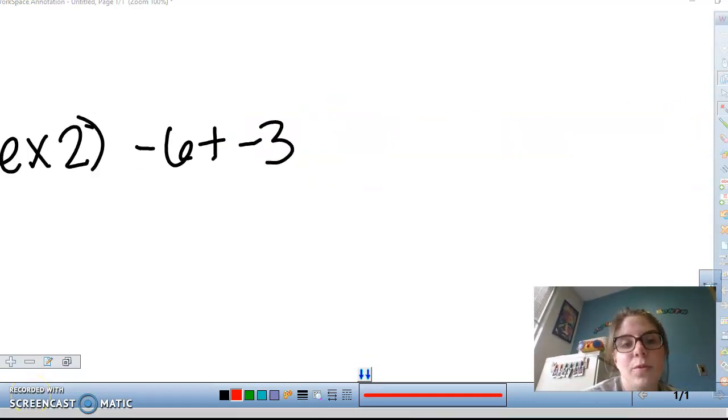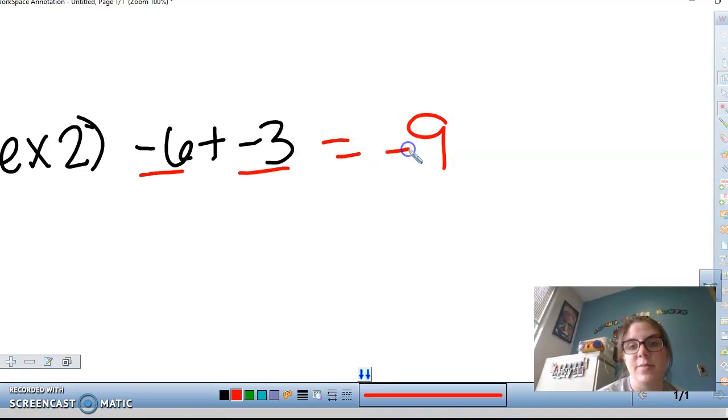For example 2, we have -6 plus a -3, so I can see that those are both the same signs because they're both negative, so that means I'm going to add. So -6 plus -3 would be 6 plus 3 is 9, and then I keep the sign, so it's still going to be negative. So my answer would be a -9.